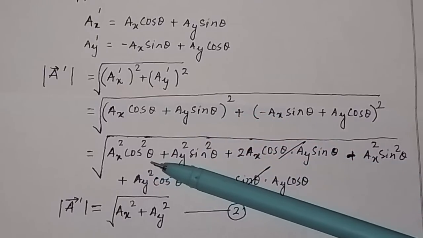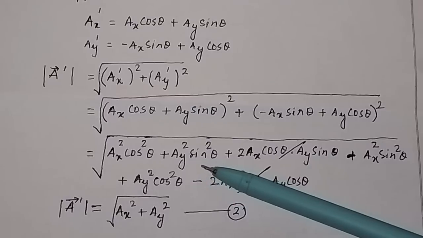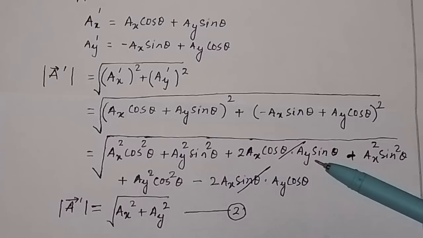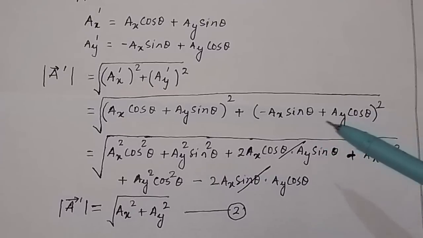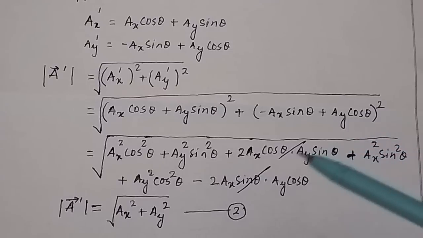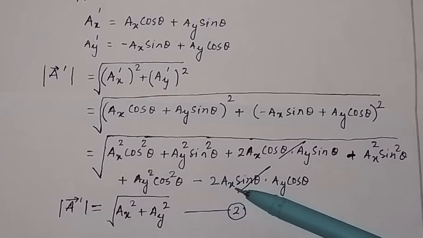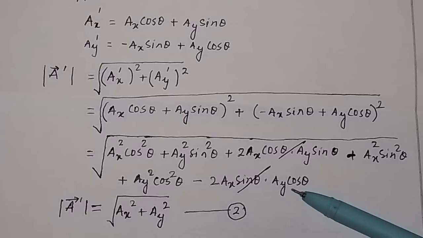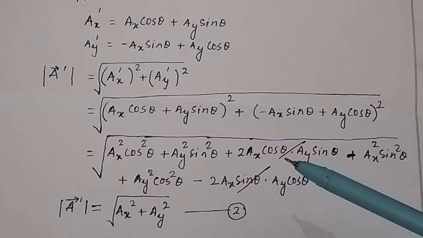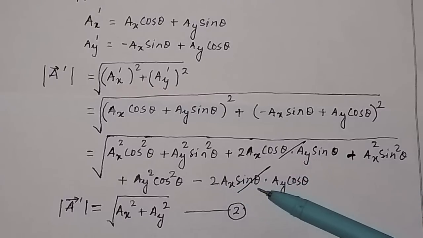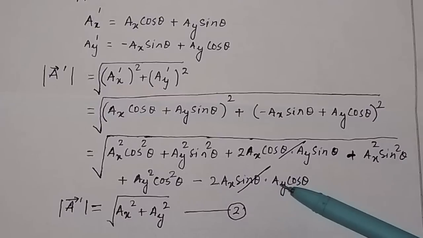So ax square cos square theta plus ay square sin square theta plus 2 ax cos theta into ay sin theta. Similarly, from this it will be equal to ax square sin square theta plus ay square cos square theta minus 2 ax sin theta into ay cos theta. The 2 ax cos theta ay sin theta here and the minus 2 ax sin theta ay cos theta will cancel.